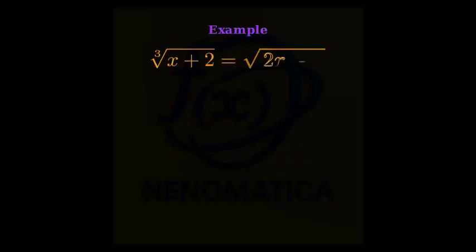Example: we will solve the equation, the cube root of x plus 2 equals the square root of 2x plus 3. We will proceed step by step, emphasizing the domain, eliminating radicals, simplifying, factoring, and finally checking any potential extraneous solutions. Step 1. Determine the domain.